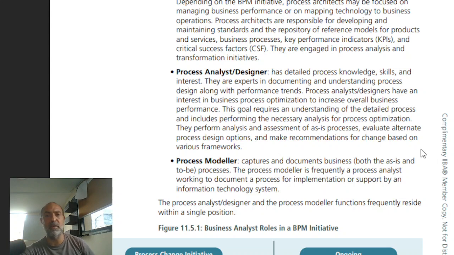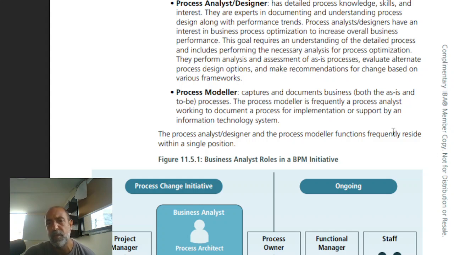An analyst or designer has detailed process knowledge, skills, and interests. They are experts in documenting and understanding process design along with performance trends. The analyst designers have an interest in business process optimization to increase overall business performance. This goal requires an understanding of the detailed process that includes performance and necessary analysis for process optimization. They perform analysis and assessment of as-is processes, evaluate alternate processes and design options, and make recommendations for change based on various frameworks. And the modeler captures and documents the business process both as-is and to-be.